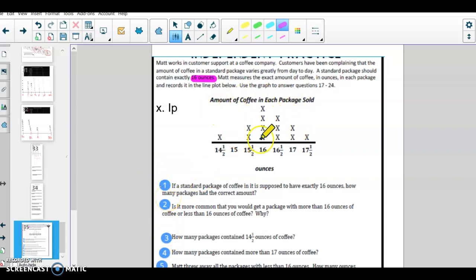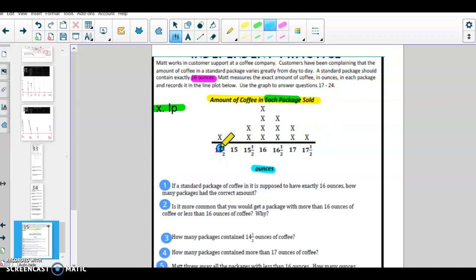So here is our line plot. We have our title, which is the amount of coffee in each package sold. And then we have our ounces down here. So if we look at this, we know that the amount of coffee in each package sold is what's being represented. So that means that our X's represent each package. So 1 X is one package. So each of these X's represents one package of coffee.